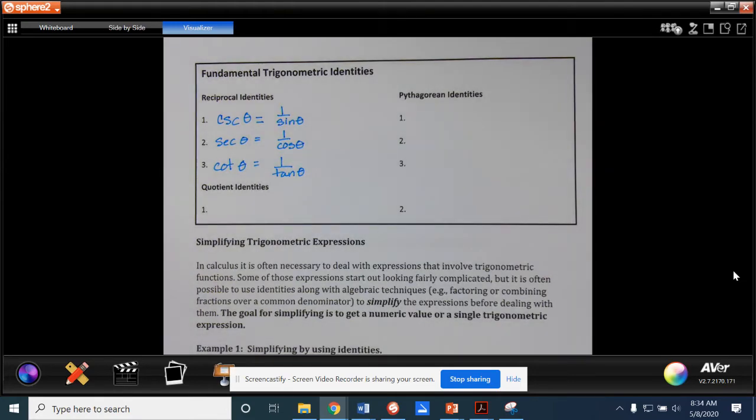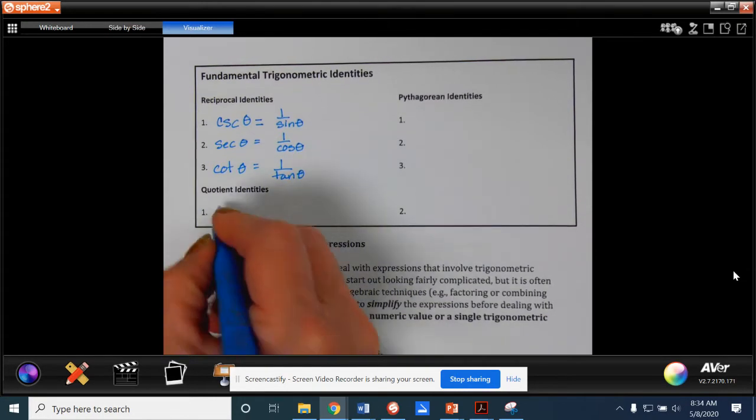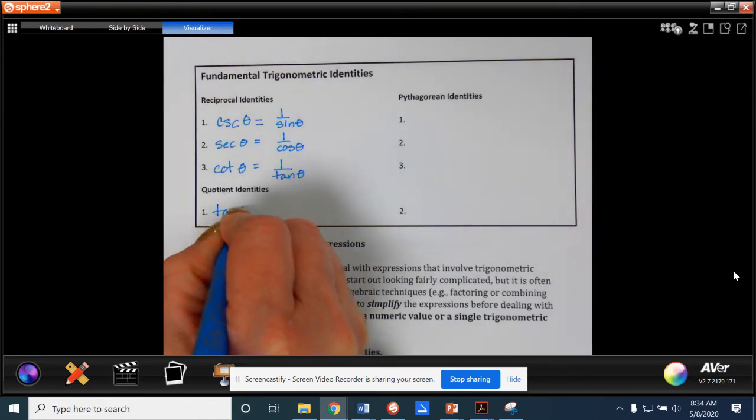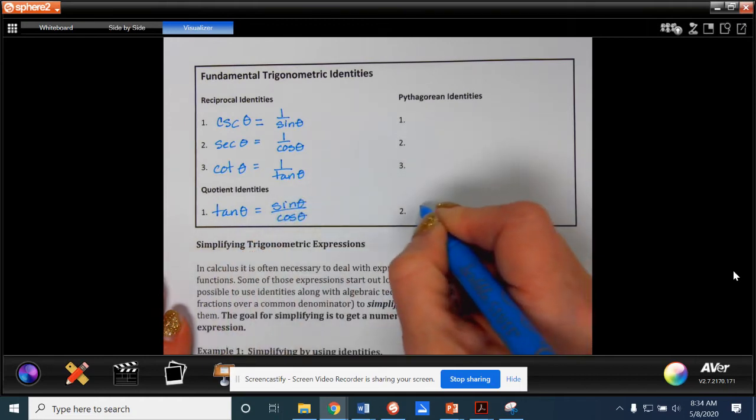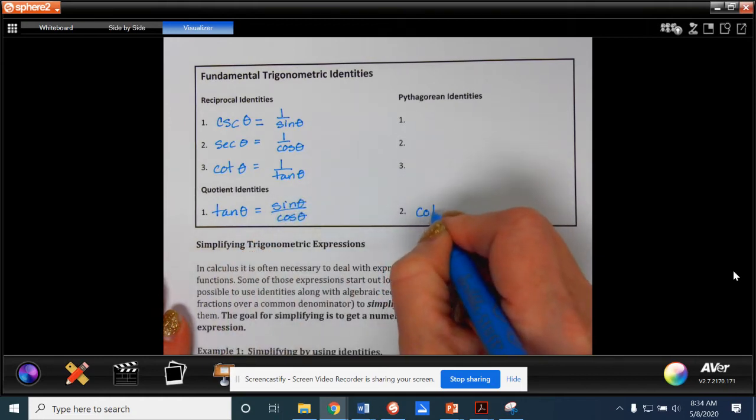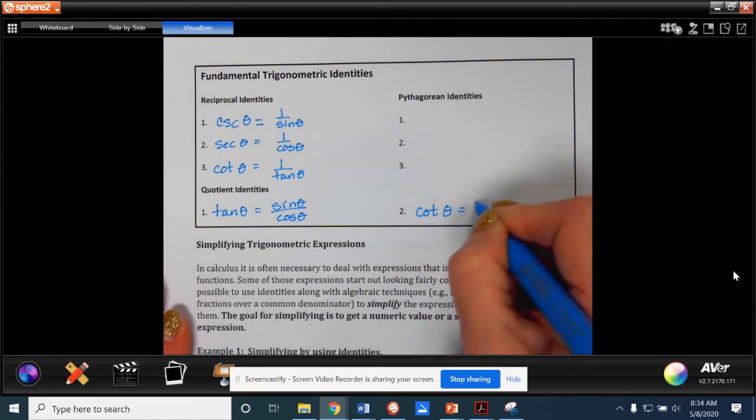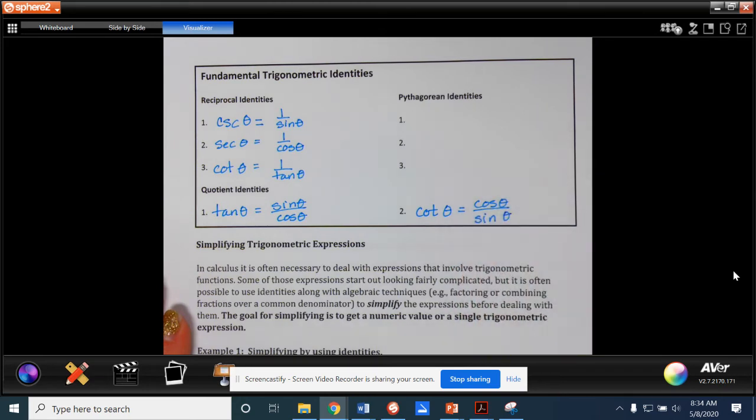And then we also discussed our quotient identities. So let's look at those. This is tangent theta is the same as sine theta over cosine theta. And then the other one was cotangent. So cotangent theta equals the flip side, or the reciprocal, cosine over sine of theta. And then the Pythagorean identities.